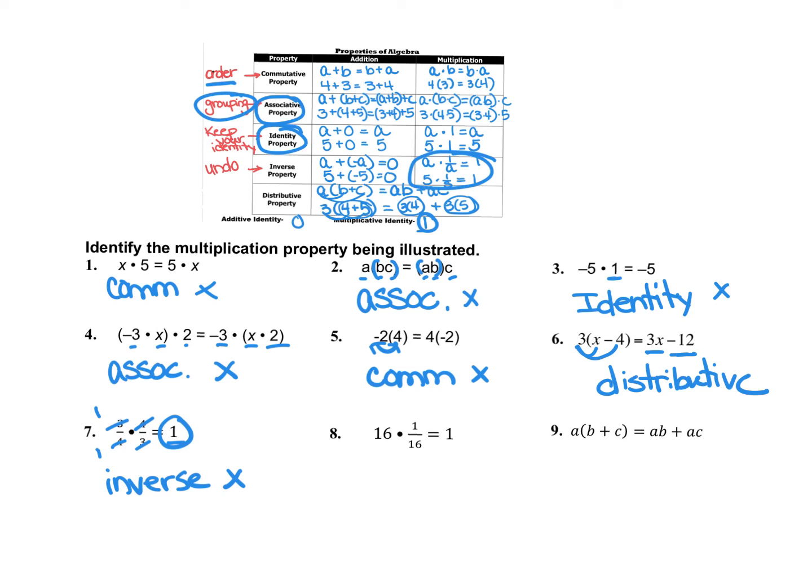And I have the same thing for number 8. I have 16 times 1 over 16. So take a look at this. I have 16. I can put that over 1 because that does not change the value, times 1 over 16. Now, when I cross simplify this, I get 1, and I have applied the inverse property of multiplication here as well.